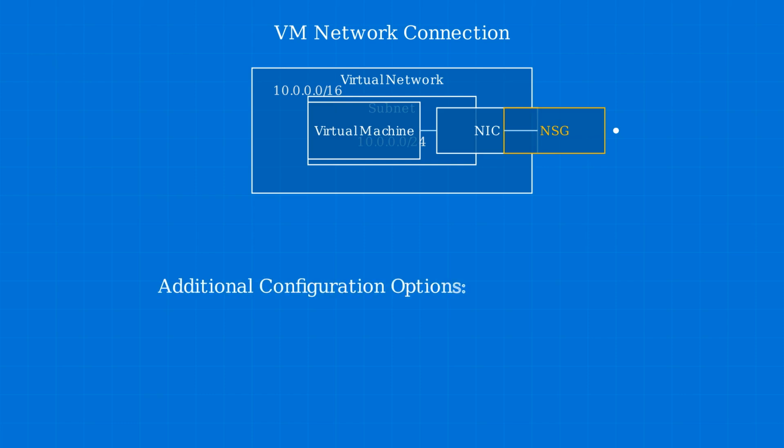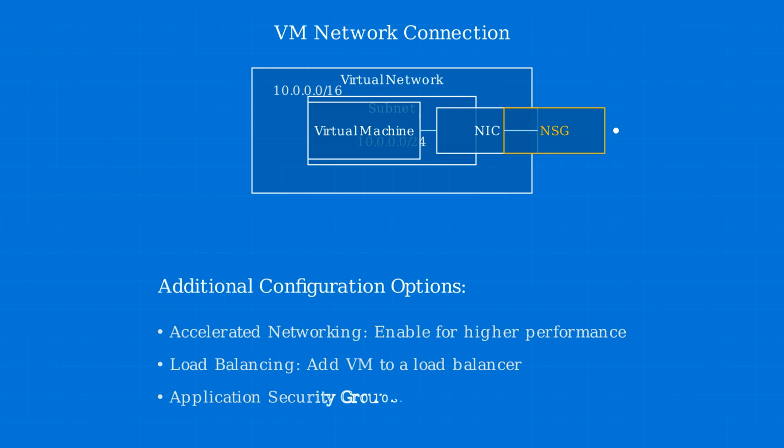There are additional networking options you can configure based on your requirements, such as accelerated networking for higher performance, load balancing, or application security groups for finer access control. With these networking configurations in place, your VM will be properly connected to your virtual network with the appropriate security controls. Azure Virtual Networks have significant practical implications for both network administrators and end users.